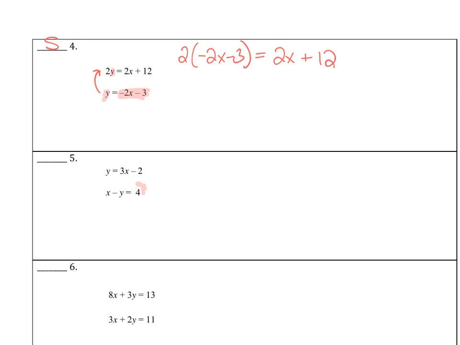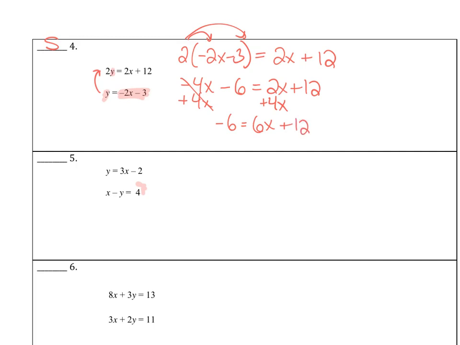12. So first thing I'm going to do is a multi-step equation. I'm going to multiply the 2 into both pieces, distribute it in. So you've got 2 times negative 2 is negative 4x. And then 2 times negative 3 is negative 6 equal to 2x plus 12. Then I'm going to get my variables onto one side and my numbers on the other. So I don't want to deal with negatives, so I'm going to add my 4x onto both sides first. When I do that, I have negative 6 is equal to 6x plus 12. And then I'm going to minus the 12 onto both sides.